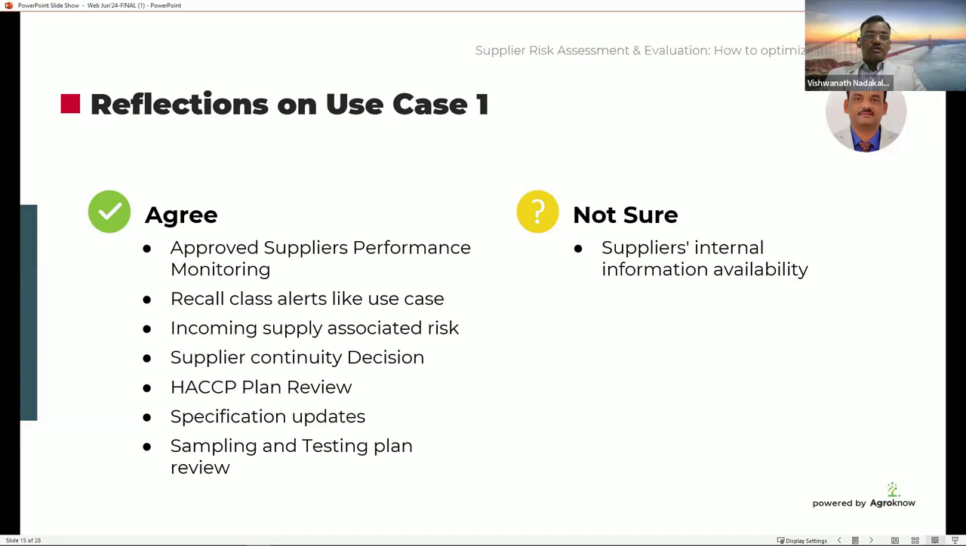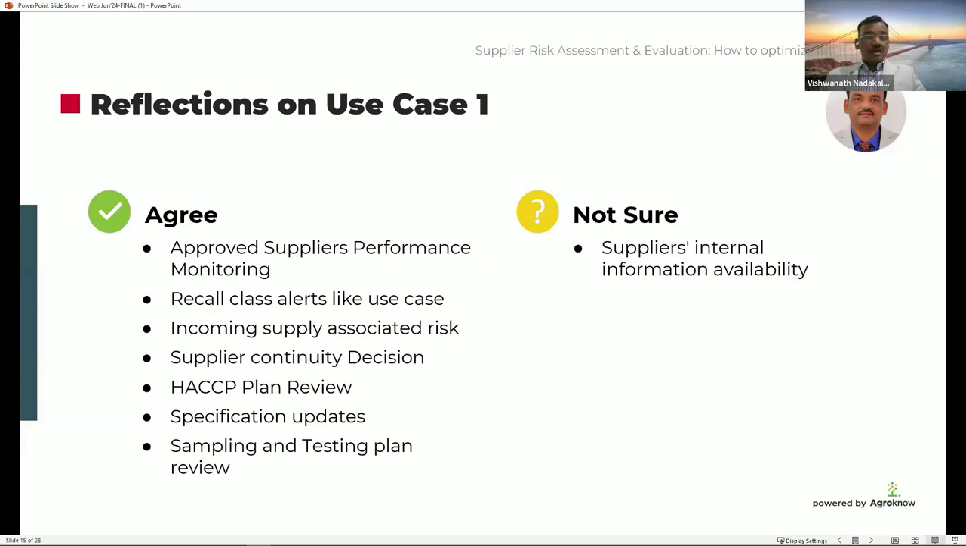So we need to be sure that continuous monitoring provides an opportunity, whether it is a specification update or a sampling and testing plan, or in the case of a very serious issue, you may need to take the call to delist them. It is a situation that may impact you in the future, and you are foreseeing the risk, and it may warrant an on-site visit and an additional review process for the particular supplier.